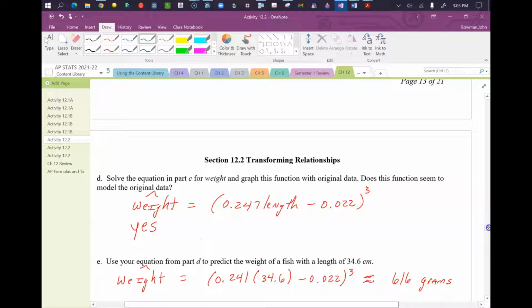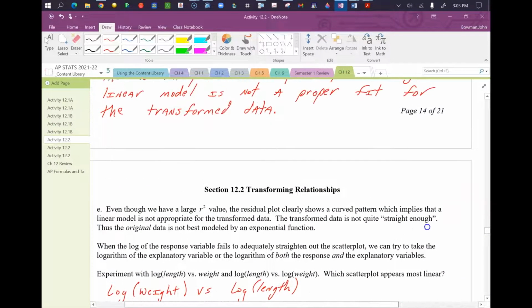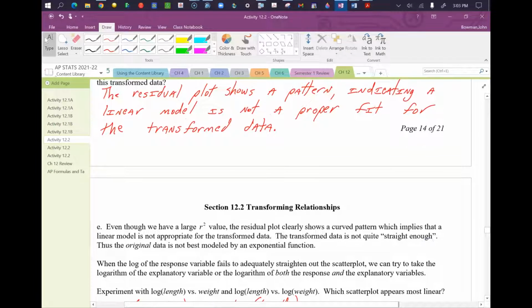So there are some other ways that we can approach this to try and linearize this data, and we're going to start out by looking at the log of the length versus the weight and the log of the length versus the log of the weight. So what I want you to do is pause the video and experiment with those.